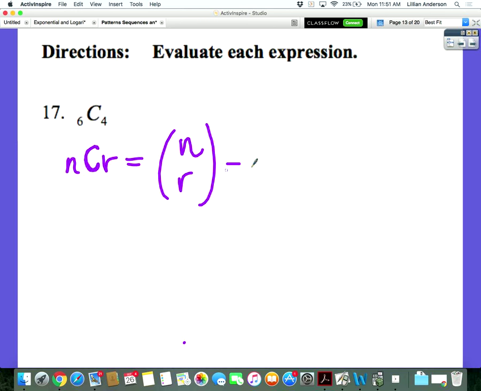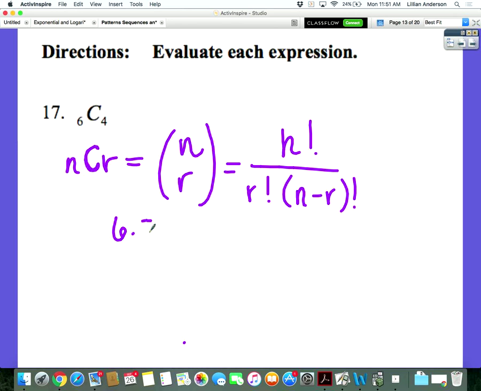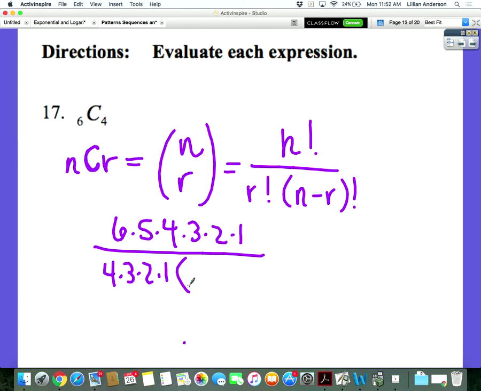The formula is n factorial all over r factorial times n minus r factorial. So NCR is this. That's what's in your reference booklet. If you had to figure this out by hand, which is very possible, the factorial means you start with the number and you go down, multiplying. R factorial is 4 times 3 times 2 times 1. 6 minus 4 is 2. Do the factorial there. Cross out things that are in common. So you have 30 over 2, which is 15.